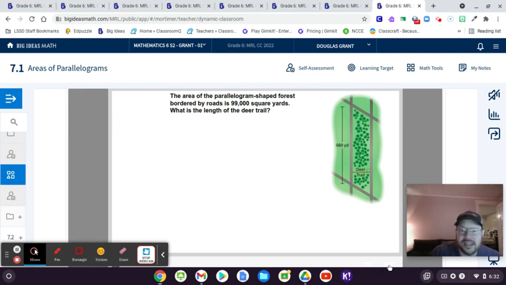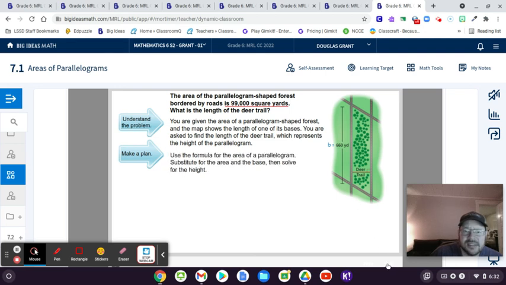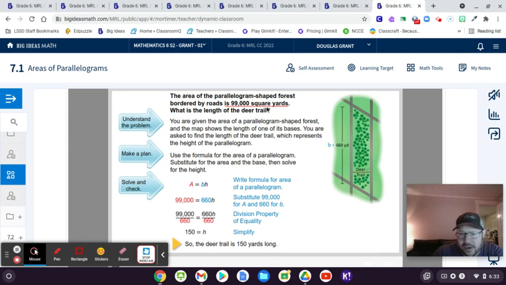And let's go through why that is. You got to realize that 99,000 square yards is the area of the parallelogram. The 660 is the base, and what we're looking for is the height. So using our formula, we know that 99,000 equals 660 times the height. So then you divide each side by 660, just like we were solving other equations, and you find out that the trail is 150 yards long. Now, again, this is not square yards. The area is square yards, but each of these lengths is just yards.